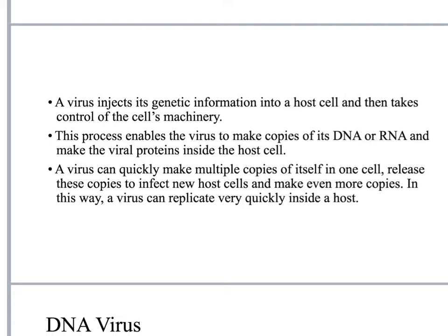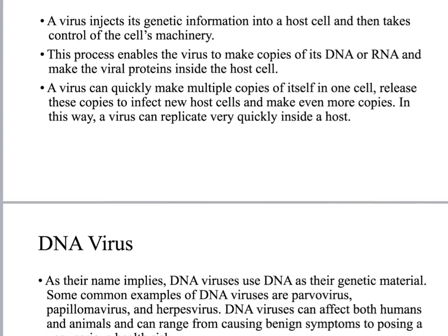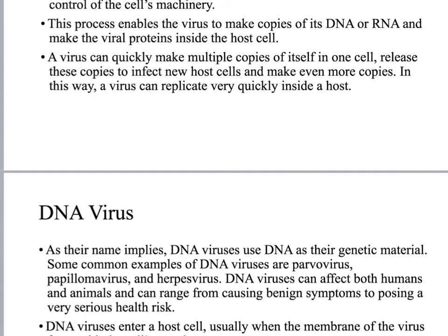And this is the way that the virus can attack. Let's say a virus injects its genetic information into a host cell and then takes control of the machinery of the cell. This process enables the virus to make copies of the DNA or RNA and make the viral proteins inside of the host cell. The virus can quickly make multiple copies of itself in one cell, release these copies to infect new host cells and make even more copies. In this way, the virus can replicate very quickly inside a host.